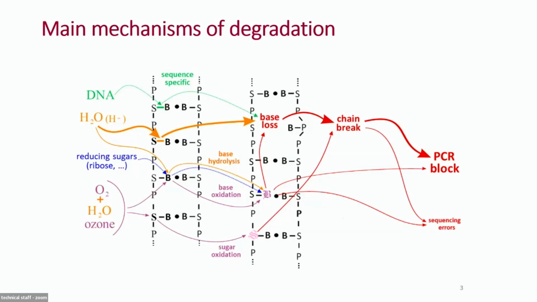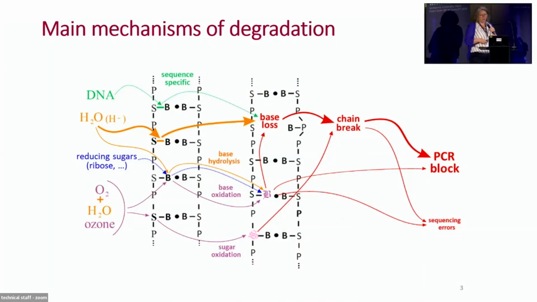So the main mechanisms of degradation come from water. It's really the main agent. And all of these modifications and breakings will lead to chain break. That's what we monitor.